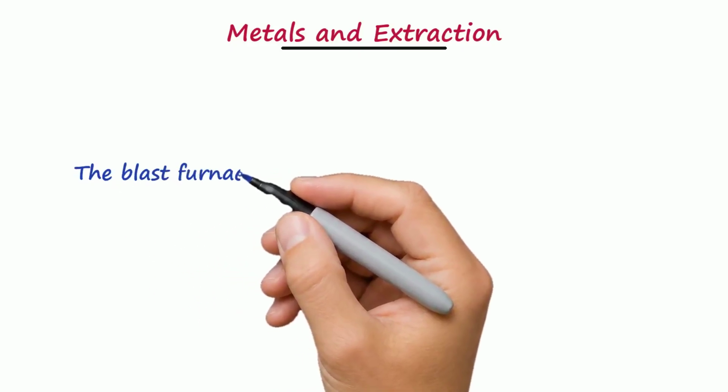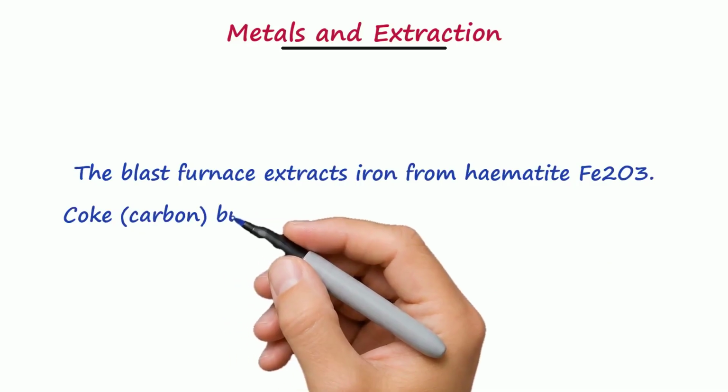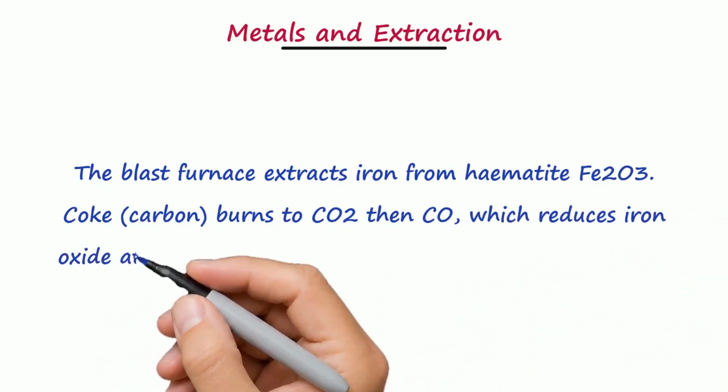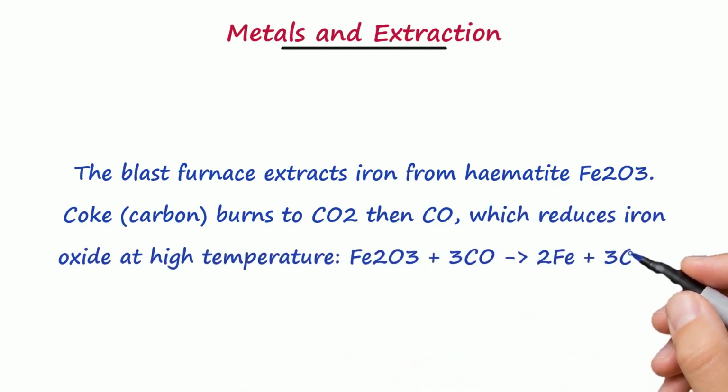The blast furnace extracts iron from hematite, Fe2O3. Coke, carbon, burns to CO2 then CO, which reduces iron oxide at high temperature. Fe2O3 plus 3CO gives 2Fe plus 3CO2.